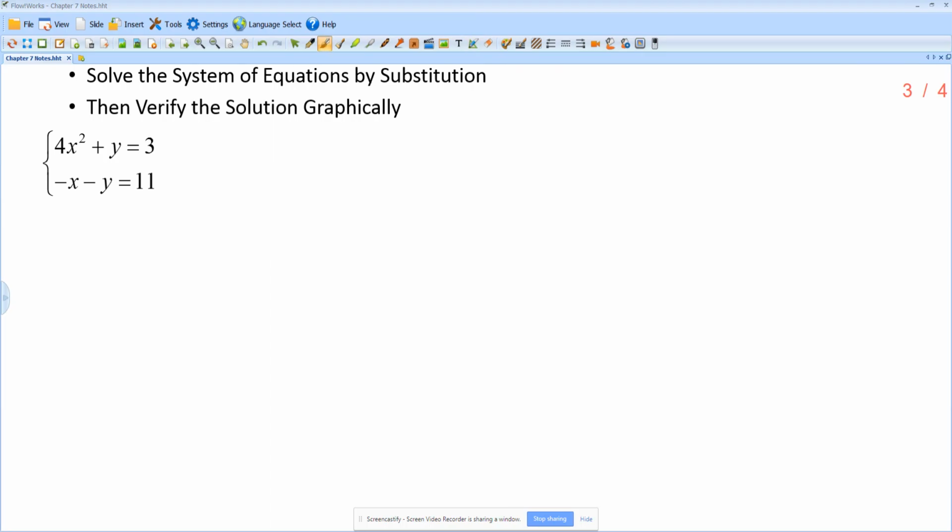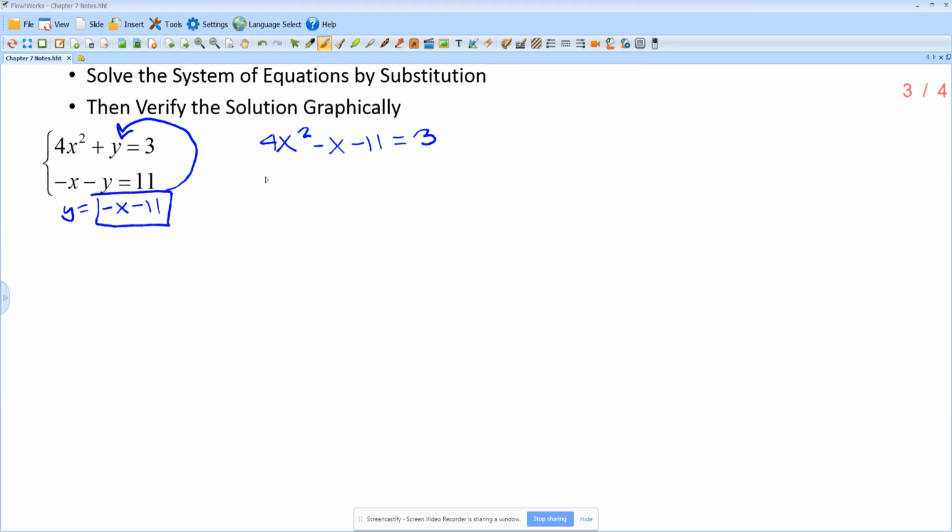I have 4x squared plus y equals 3, and negative x minus y is equal to 11. So you could tell that this problem is a little bit more complicated because of this whole x squared thing. I'm going to solve this equation for y. So I would get here y is equal to negative x minus 11. And then what I'm going to do is take this negative x minus 11 and substitute that into y over here. So that gives me 4x squared minus x minus 11 equals 3.